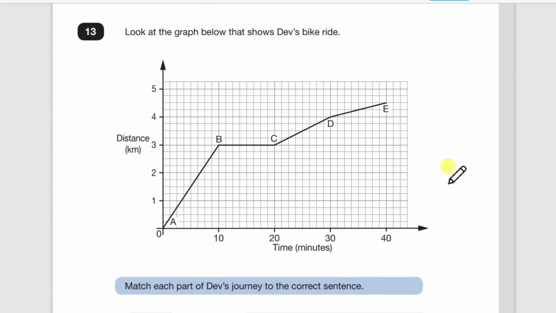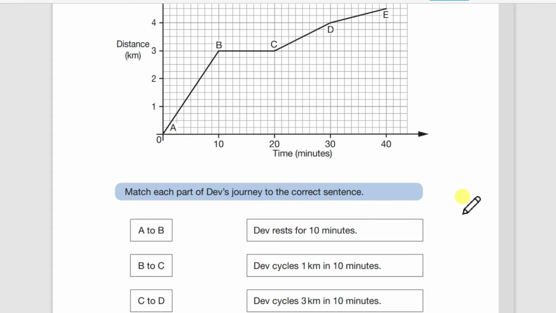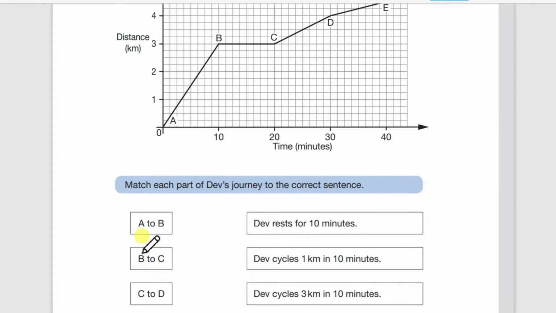Okay, 13. Let's look at the graph. Now it looks to me you've got a time distance graph and it shows Dev moving first, and then they stop moving, and then they move a little bit, and they move even less than that. Now match each part of Dev's journey to the correct sentence. Well, let's start the first one, A to B.